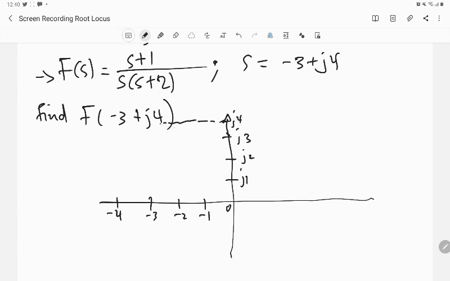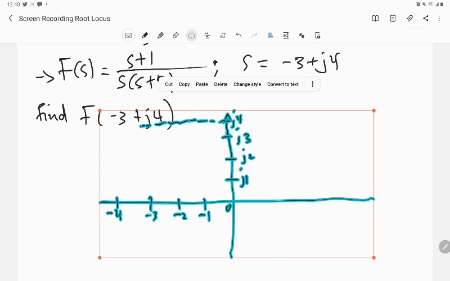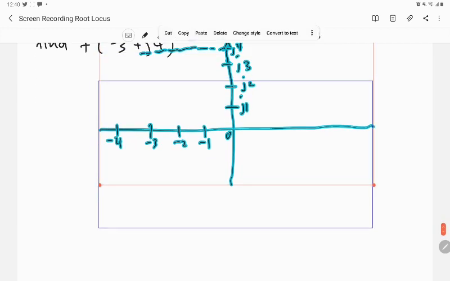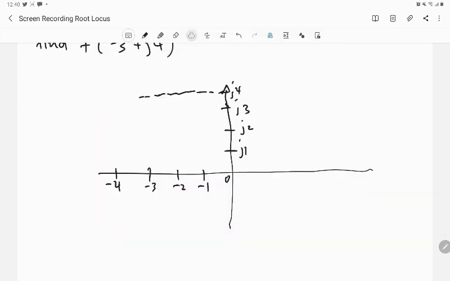The point S. Let me move this down a little bit. So the point S is actually going to be somewhere here. S is minus 3 and j positive 4, so this will be S.